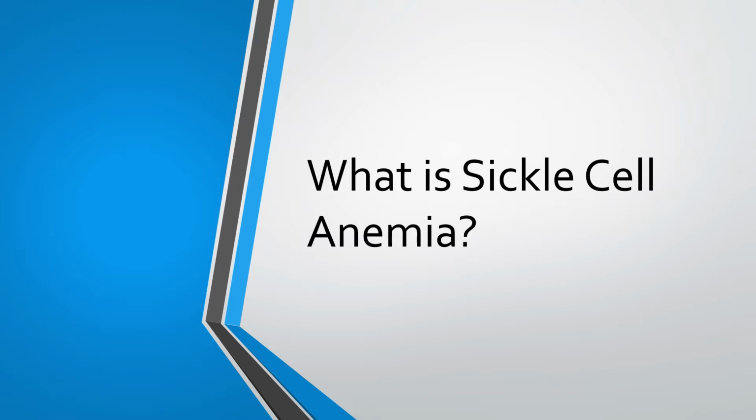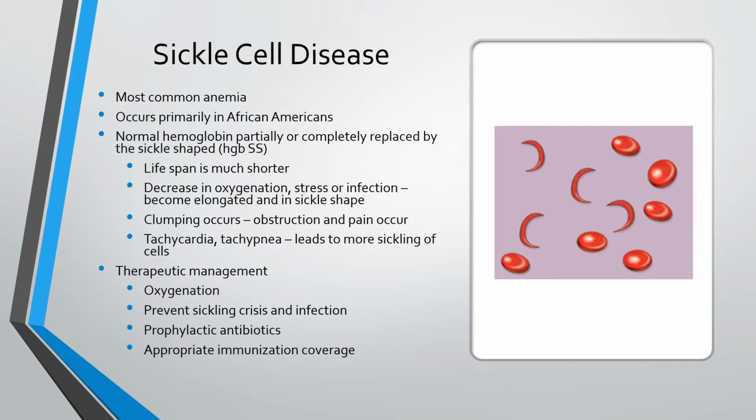So what can we do to help these patients? We need to oxygenate them. We need to prevent crisis because of infections. We need to control their pain, and we need to really push lots and lots of fluids. So this is the most common anemia. It's an autosomal recessive disorder. It does occur primarily in African Americans. About 1 in 12 African Americans are carriers, so they have that sickle cell trait.